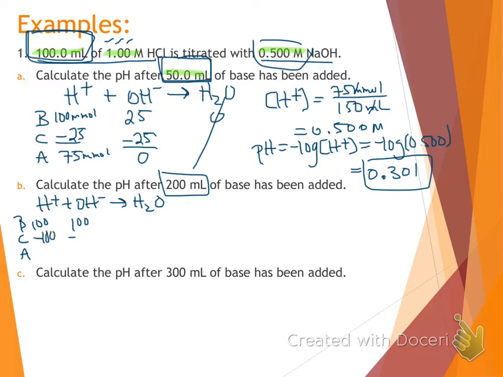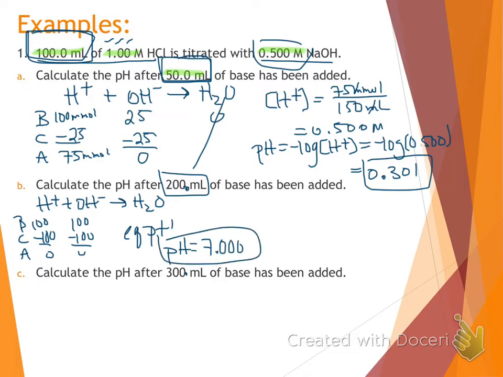Well, we have equal H+ and OH minus. This must be our equivalence point. So since we're at the equivalence point, what do we know our pH is? Oh, our pH must be 7. We're going to add a decimal on here so that we get 3 sig figs. We'll do the same on part C. So, 7.000 with our 3 sig figs there.